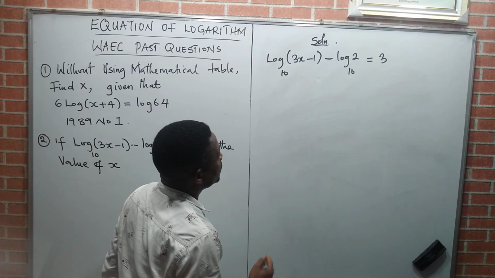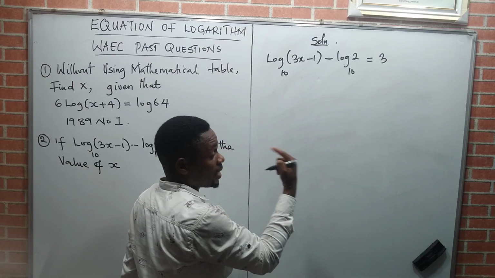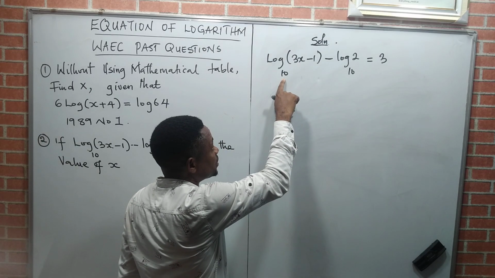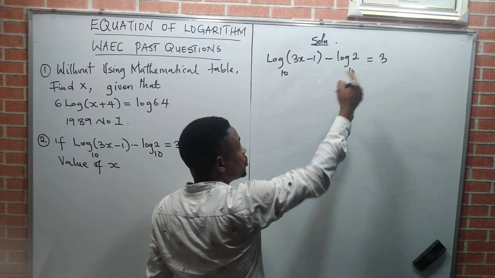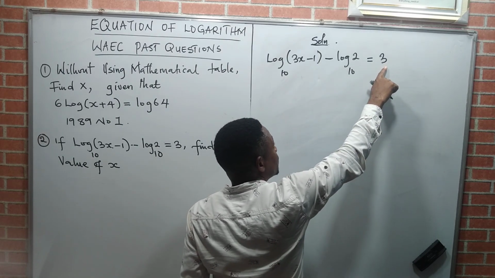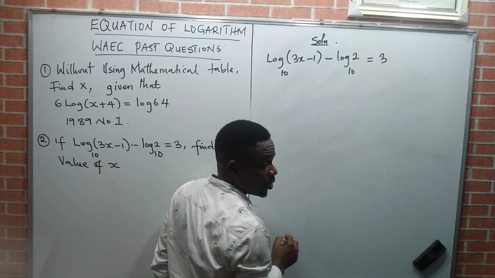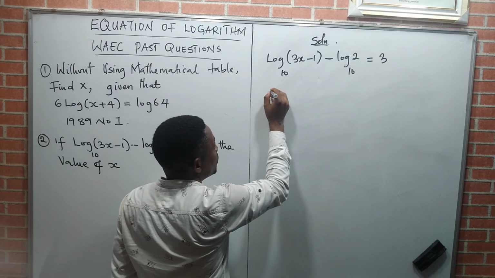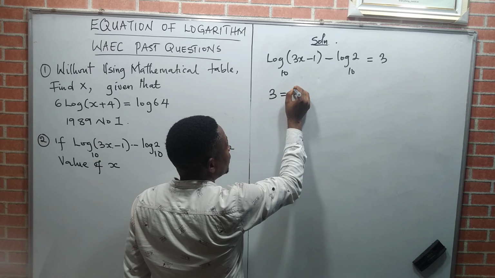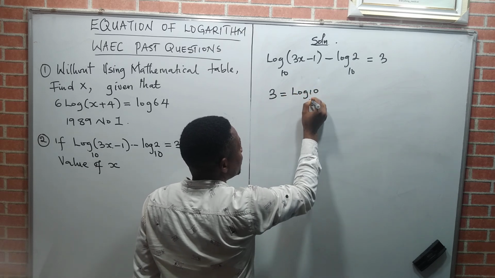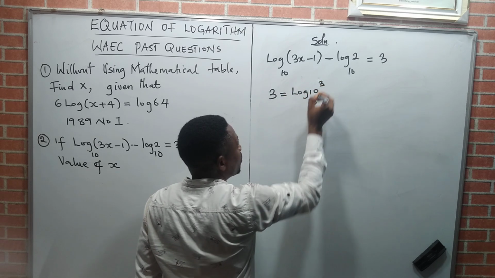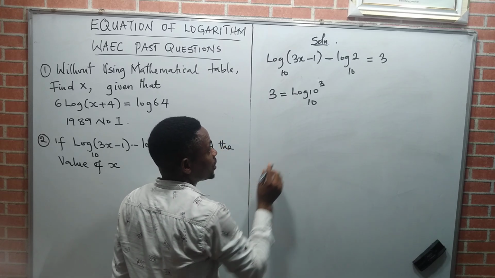Currently, just like what I said in my last video, here is base 10 and here is base 10. Which means we are going to convert everything into logarithm to base 10. So definitely, another way of writing 3 is log 10 to base 10, all to the power of 3. Are you with me?